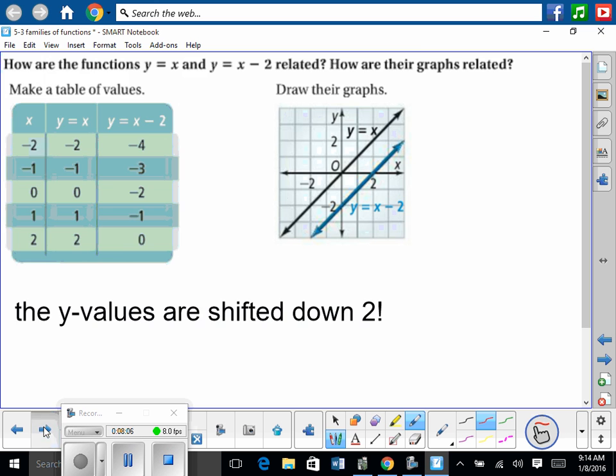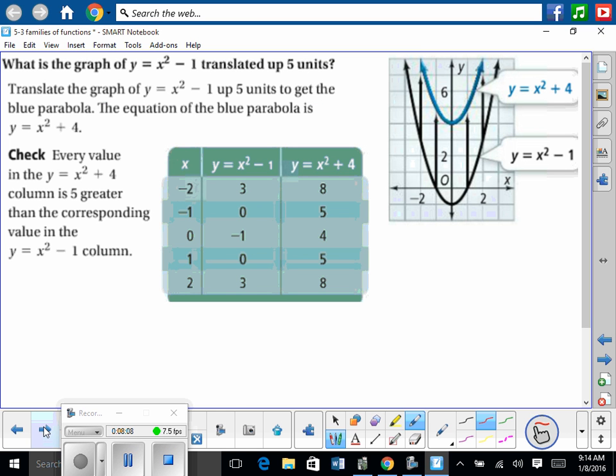All right. Same thing with the parabola, guys. We won't get into too much depth here. It says, what's the graph of y equals x squared minus 1 translated up 5 units? So here's x squared minus 1, and we're translating it up 5 units. So we're literally taking all our y values and translating them up 5 units. Does everybody understand why I'm adding 5? I'm telling you, translate it up 5 units, so we're going to add 5.